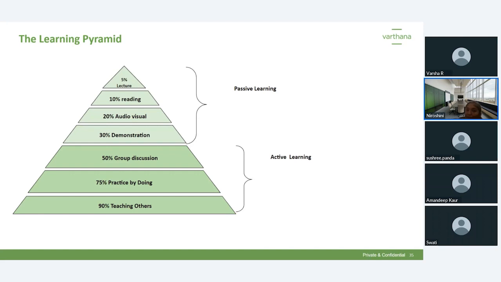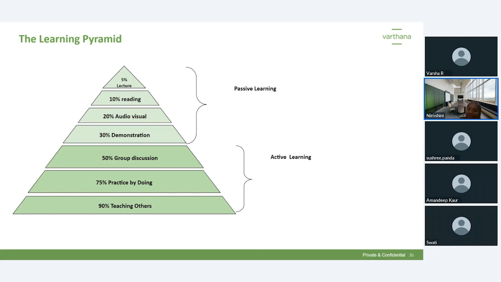So if you see, there is 5% of lecture and 10% of reading and 20% of audio visual and 30% of demonstration. All these percentages here are how the children grasp this. So if you look at demonstration, when we are doing science experiments, children try to model us and they learn it. But obviously, sometimes what happens is that they might miss out the details. And once the demonstration is done, post that, again, the science experiment might not be repeated. So they tend to forget the information, and retaining of information.